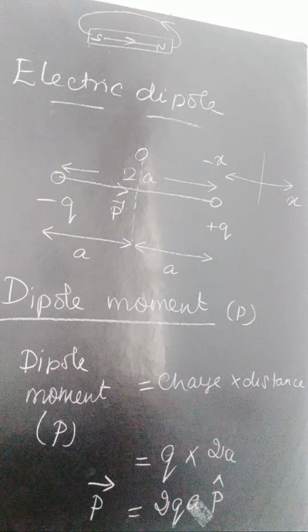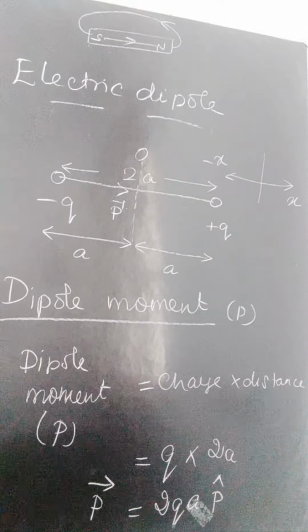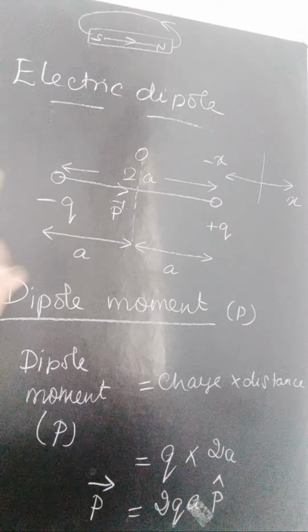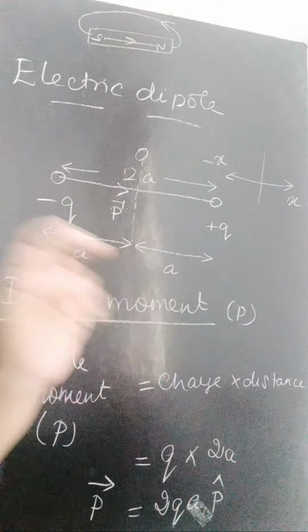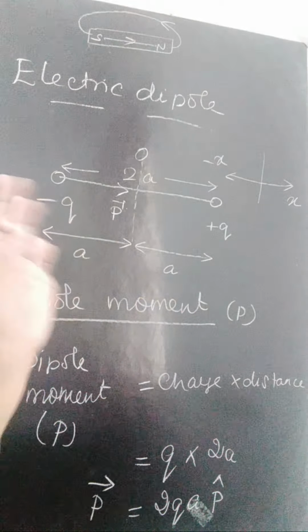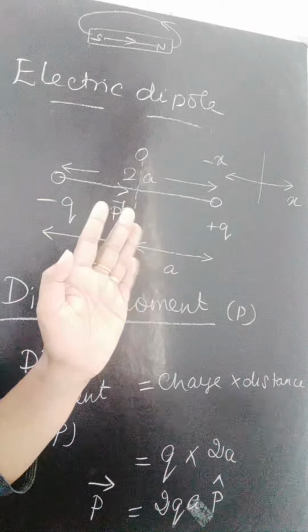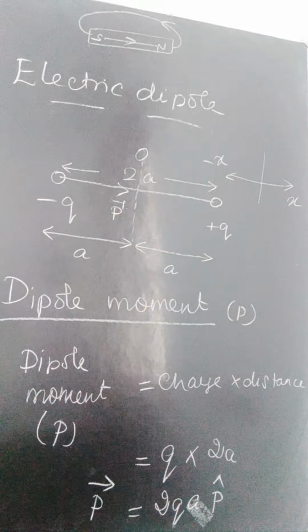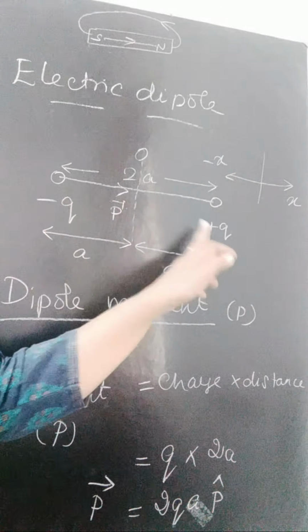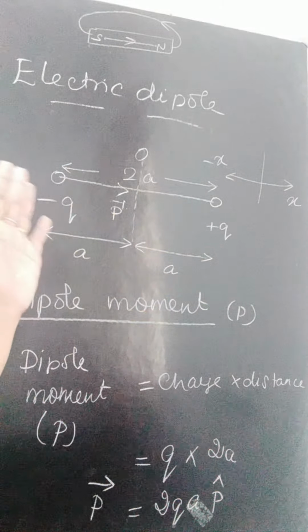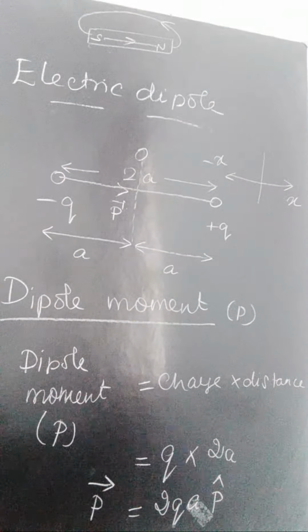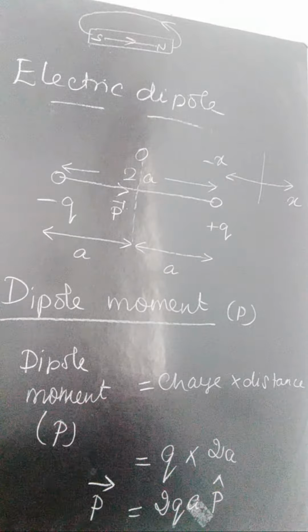So again I repeat. Electric dipole is nothing but two equal and opposite charges separated by a small distance, which is known as the dipole. If they are asking what is a dipole, you have to write this. Two equal and opposite charges. Yes, I will tell you.